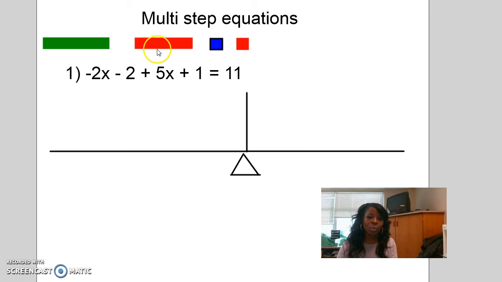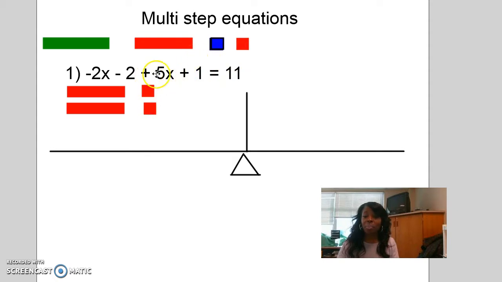Negative 2x, that's going to be 2 red, 2 negative x's. And then we have 2 negative squares, 2 negative 1s, so negative 2. Then plus 5x, that's 5 positive x's. And let's move this over so we have room.